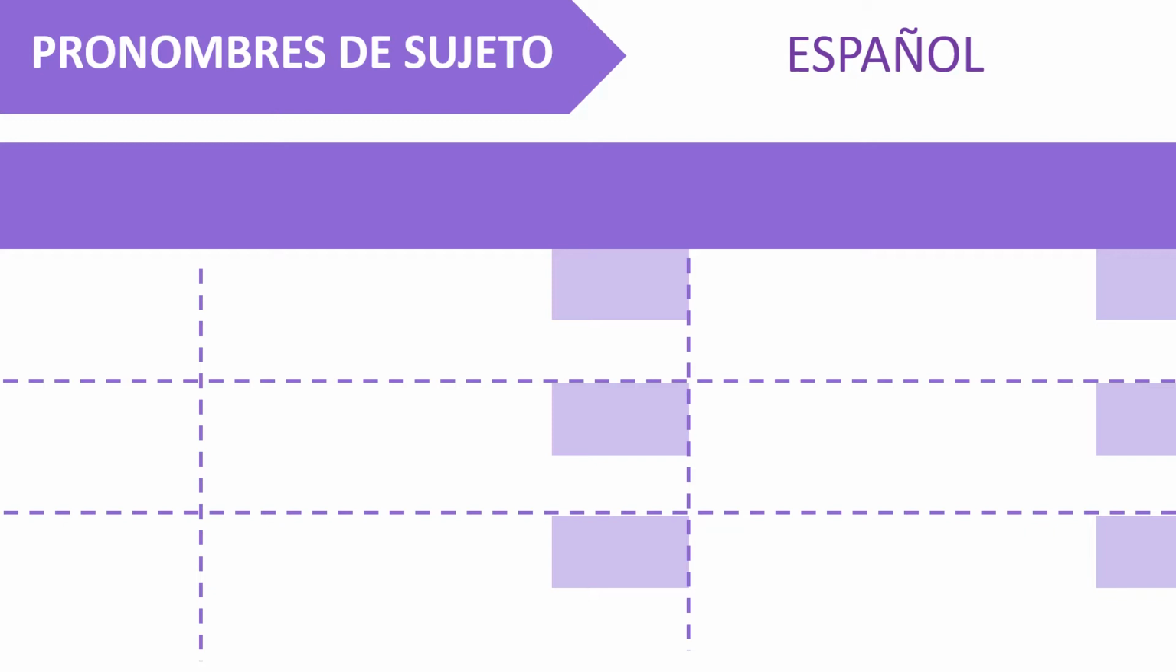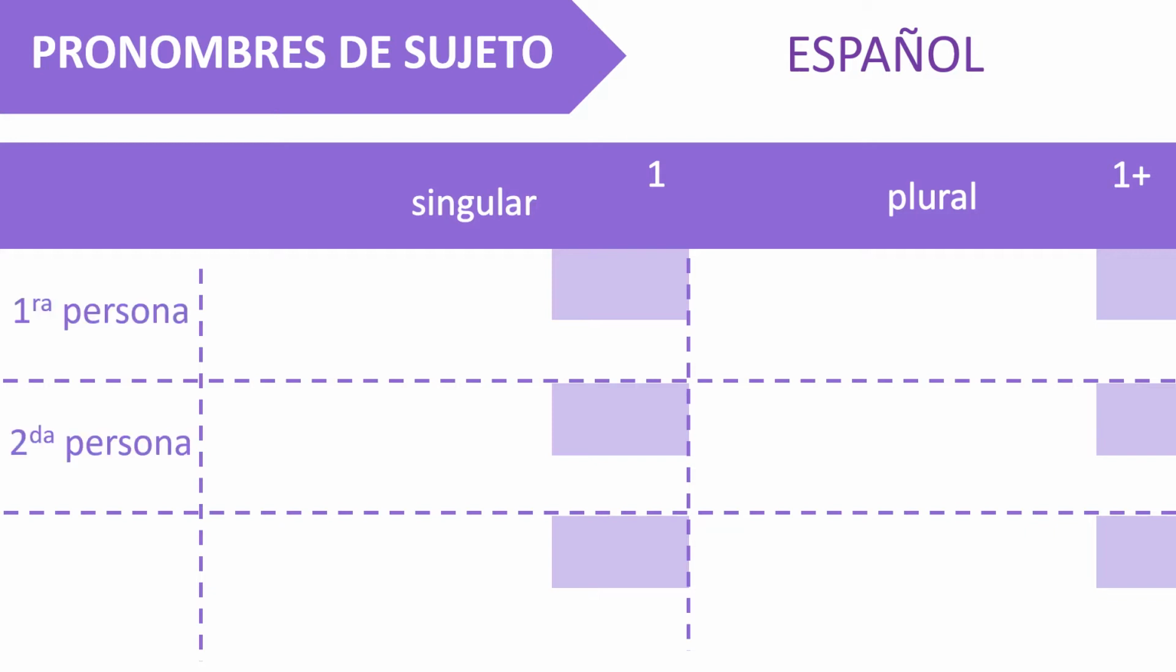Subject pronouns can be singular or plural. If there is one person or thing doing the action of a sentence, we would use a singular subject pronoun. If there is more than one person or thing completing the action, we would use a plural subject pronoun. Remember that we have first, second, and third person.